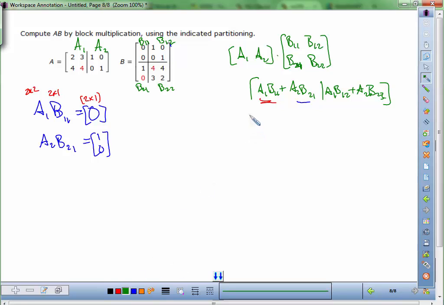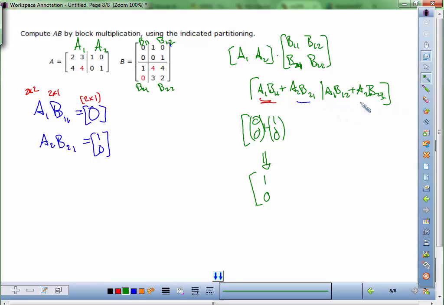Actually, we can begin to write our answers, I suppose. It says 0, 0 plus 1, 0. So that turns out to be 0, that's 1, 0. Right?